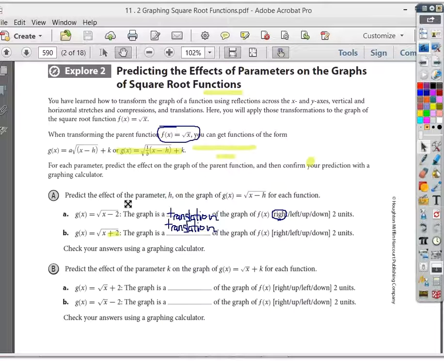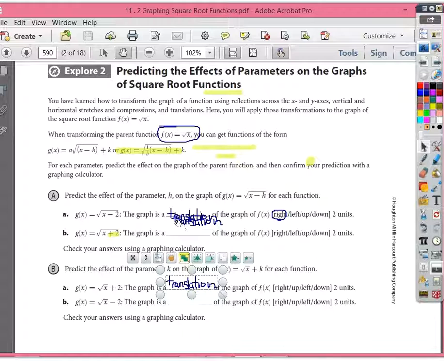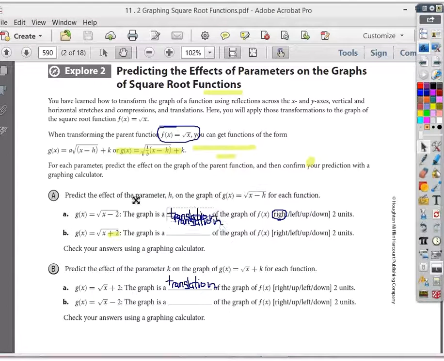Just trying to save me a little time here. These next ones, I'll go ahead and say that those are going to be translations as well. Translations, translations, translations.